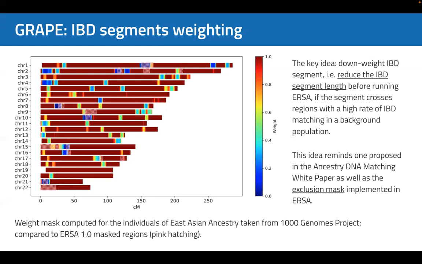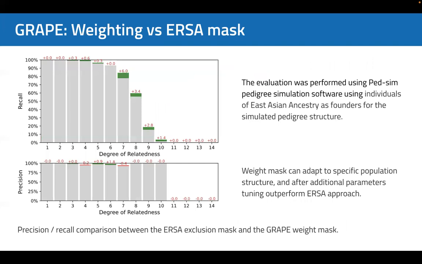For instance, this figure shows the weight mask computed for the individuals of East Asian ancestry taken from 1000 Genomes Project data. High matching regions, where the weight is close to 0, are marked with the blue color. Regions with a relatively small matching rate are marked with red. We compared our weight mask approach with the ERSA exclusion mask, which is built into the ERSA tool. For that, we performed a simulation of a pedigree structure using Ped-sim simulation software. The results showed that after additional parameter tuning, our approach outperforms ERSA by several percentage points in high degrees of kinship.